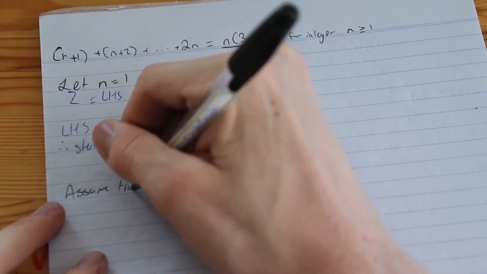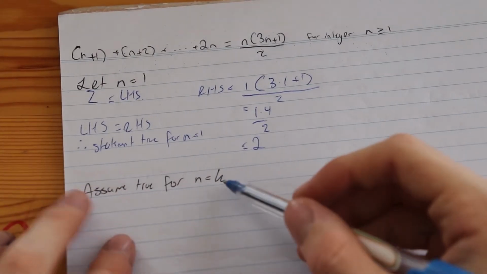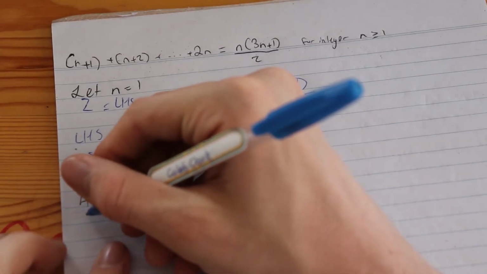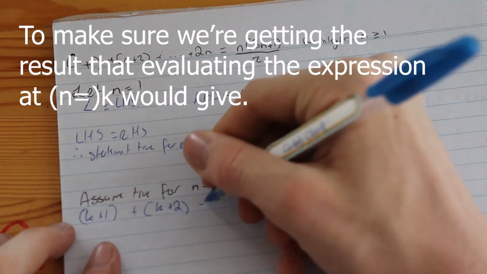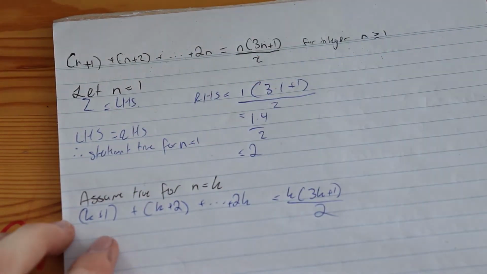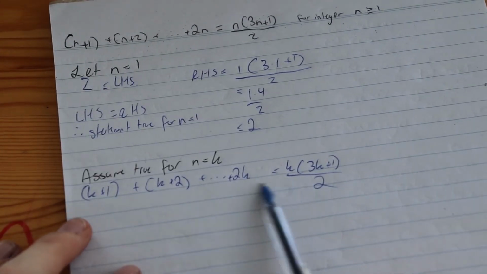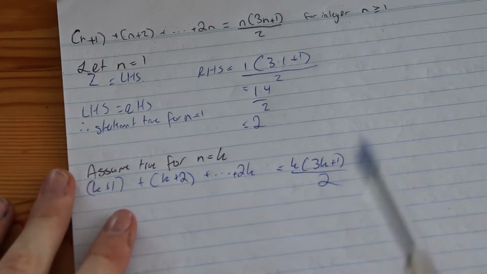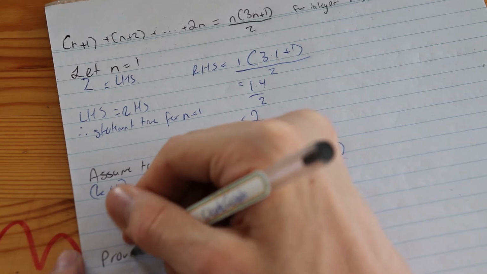Assume true for n equals k. So the way that we're just going to assume this is true is that we'll literally put k everywhere we see an n. So we're saying that if the statement's true for n equals k, then if we sub all our k values in, then the left-hand side will equal the right-hand side. I'm going to leave a bit of space and you'll see why in a minute.